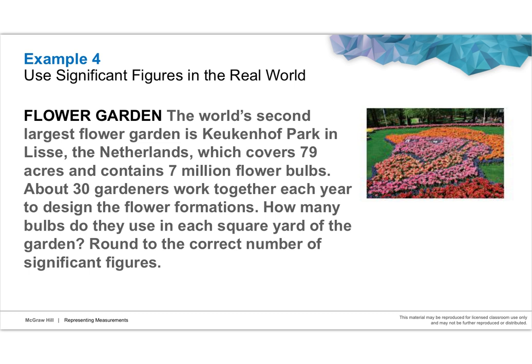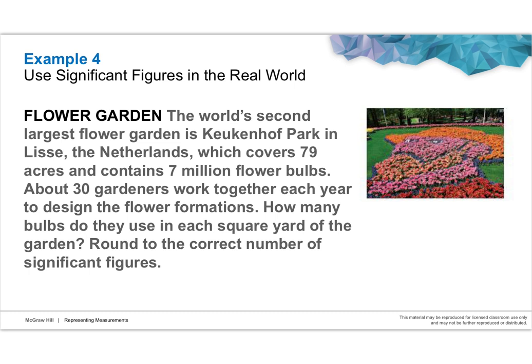Here on page 140, we have an example of sig figs in a calculation of a real world object. So we have a flower garden, the world's second largest flower garden, Keukenhof Park in Lisse, which is in the Netherlands, which covers 79 acres and contains 7 million flower bulbs. About 30 gardeners work together each year to design those flower formations. We want to know how many bulbs they use in each square yard of the garden, and we want to round this to the correct number of significant figures.